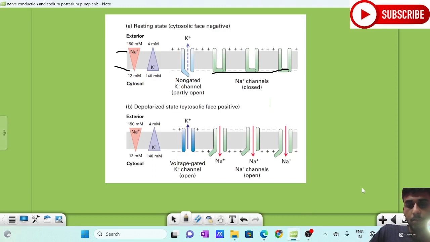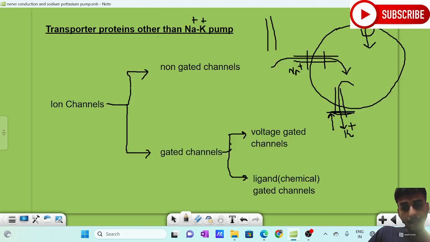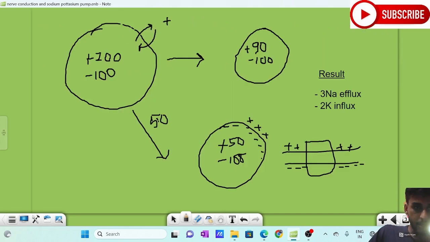So if we go back, okay, look. This positive charge will make this voltage gated channel open, so it will make sodium from outside get inside. So it will become positive. This positive will make the next one open, because before, they were all closed in the resting condition. This is how an impulse is generated and transmitted.